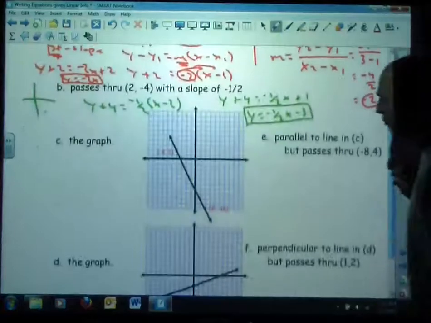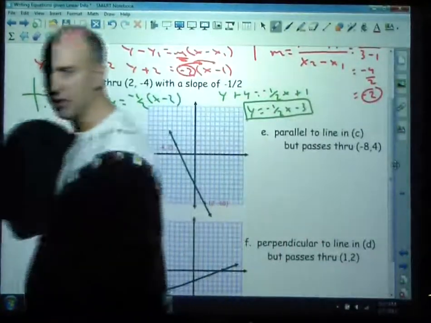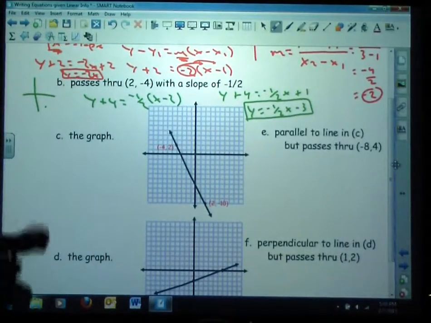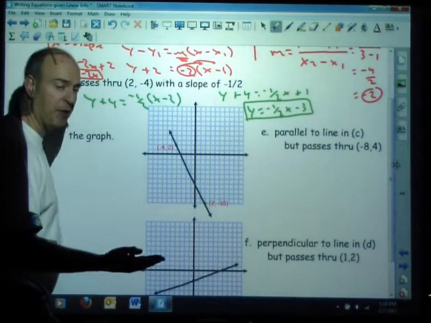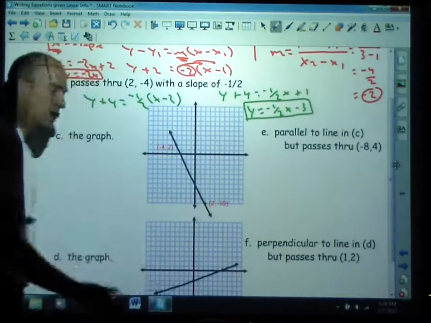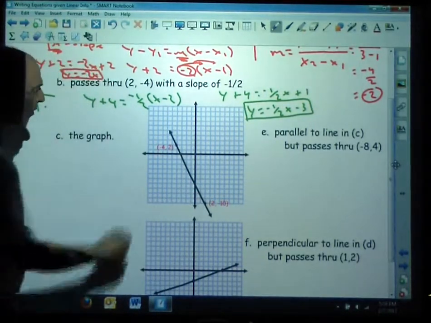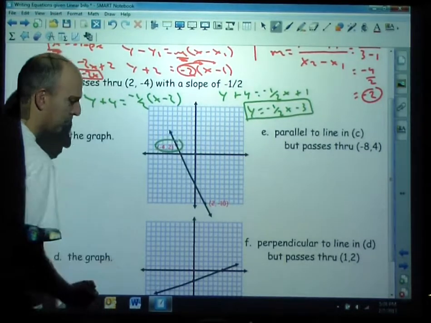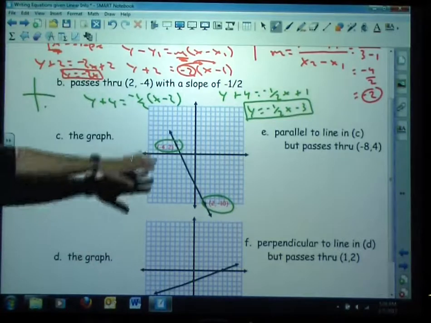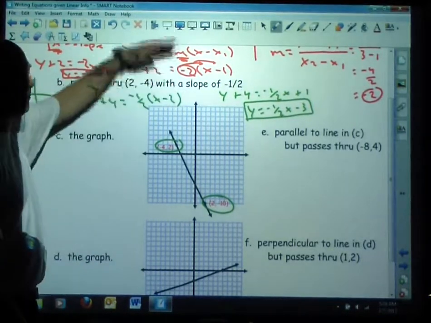Now if you notice the third one here, they've just given us a picture. So we look at the picture and we decide what information I have. If you have the y-intercept, you could use slope-intercept form, but we don't. We have a point over in quadrant 2 and a point down in quadrant 4. This problem is no different than the one 2 problems ago.